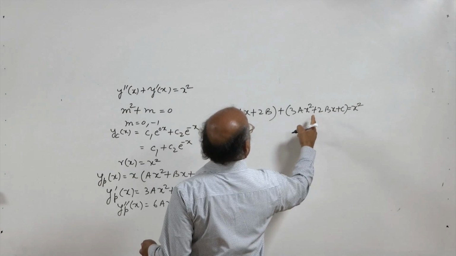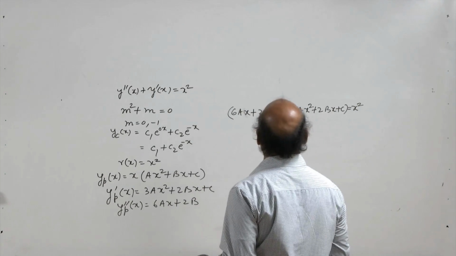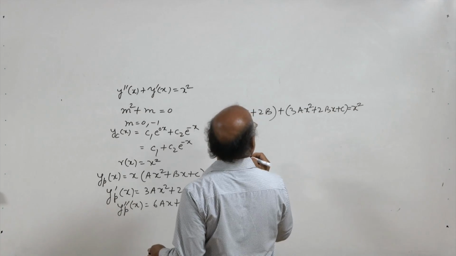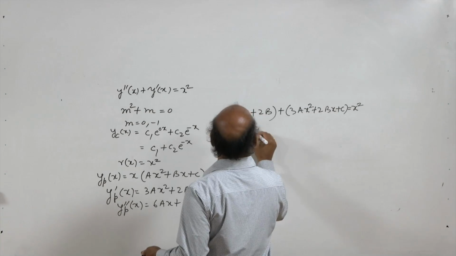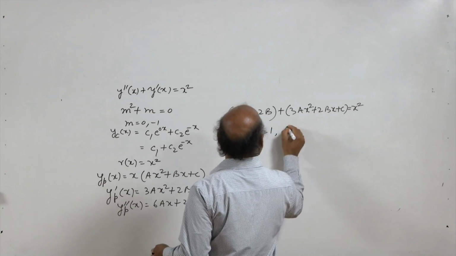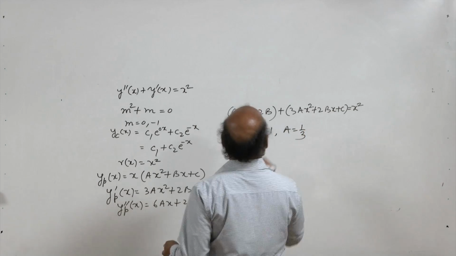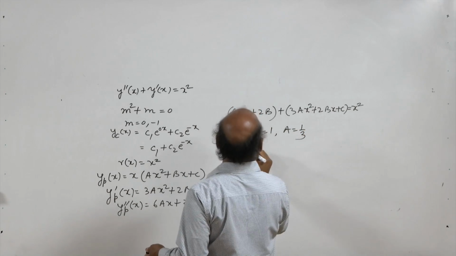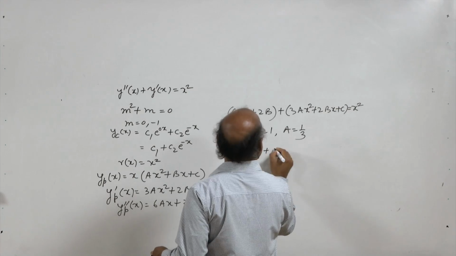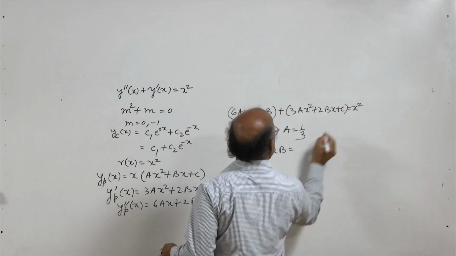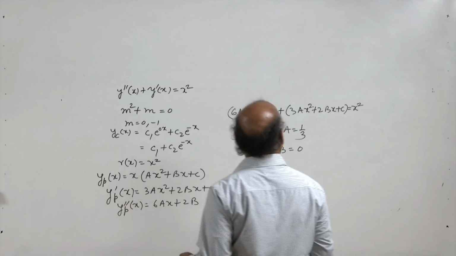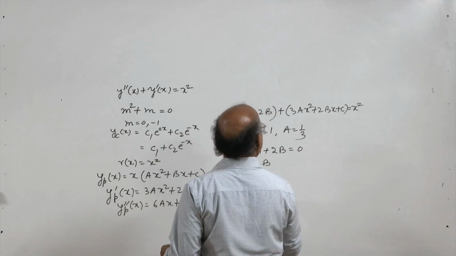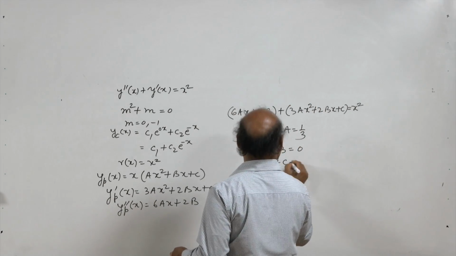So what we notice is that it is an identity, it is true for all values of x. So we should equate the corresponding like powers of x. So 3a equal to 1, so we get a equal to 1 by 3. Then we have to look at the coefficient of x here. So 6a plus 2b equal to 0, because there is no x term on the right, it is 0. And then we have 2b plus c equal to 0.